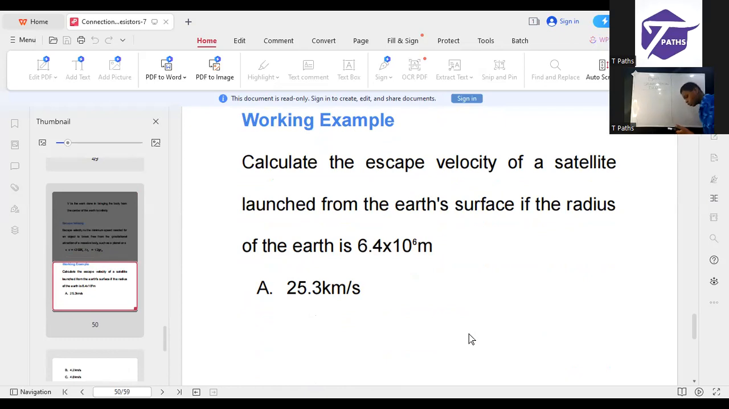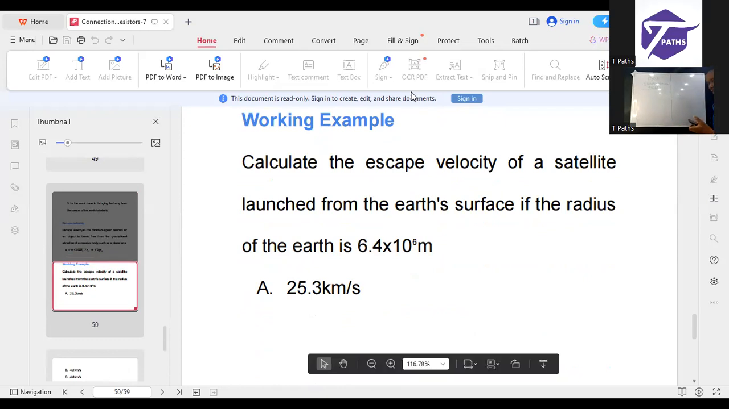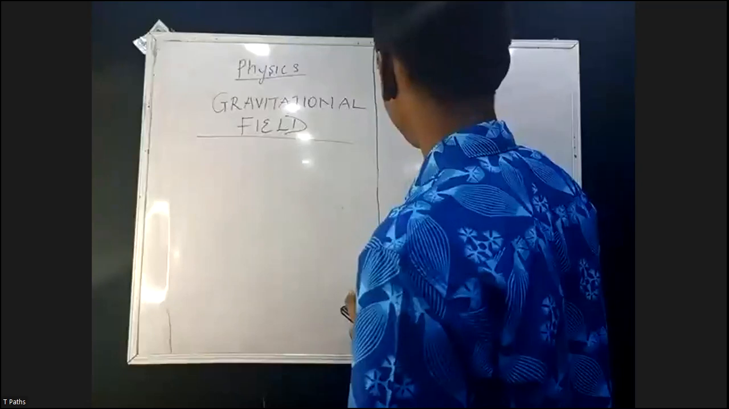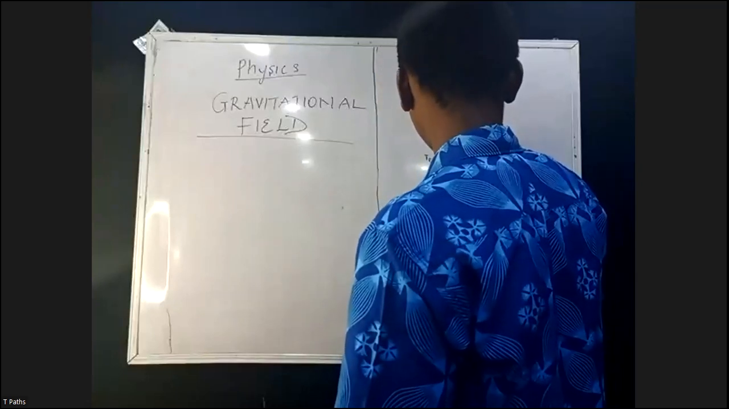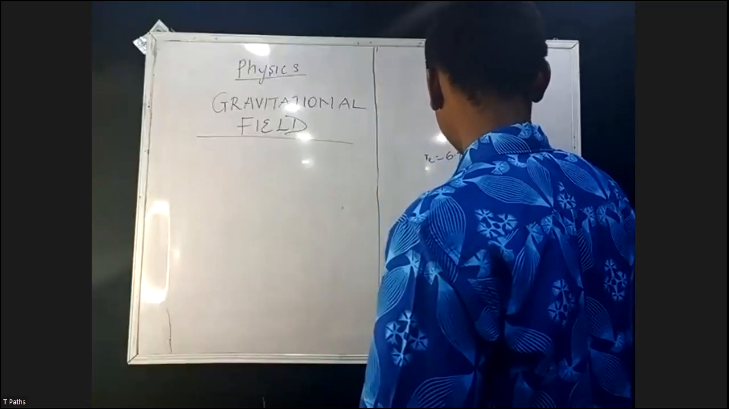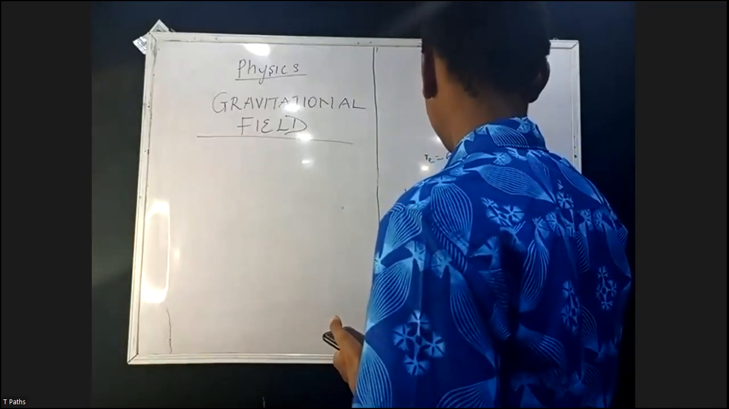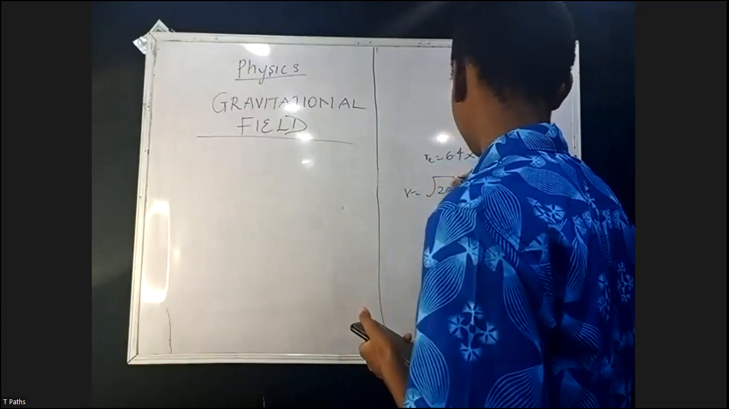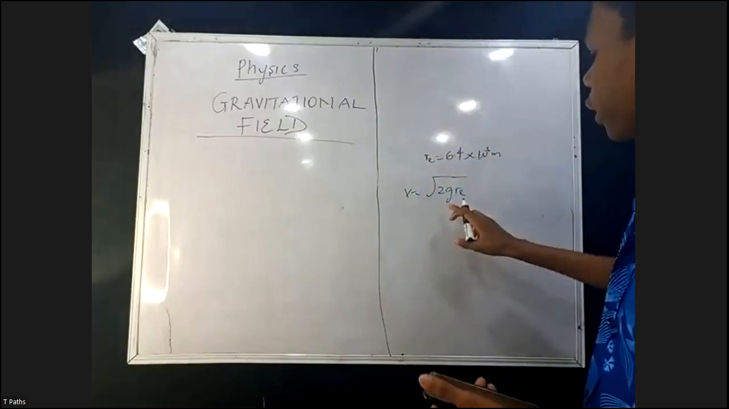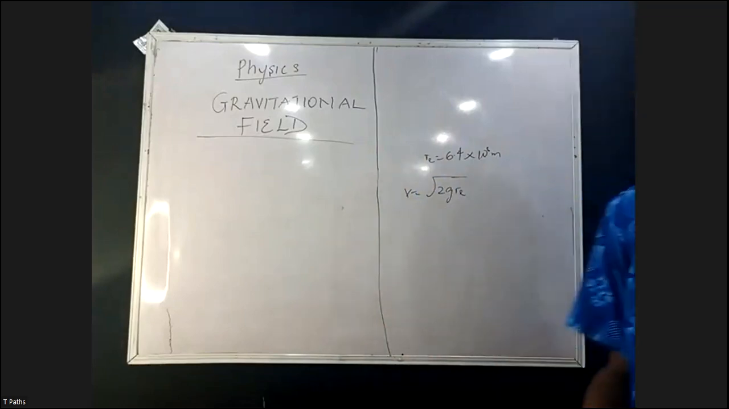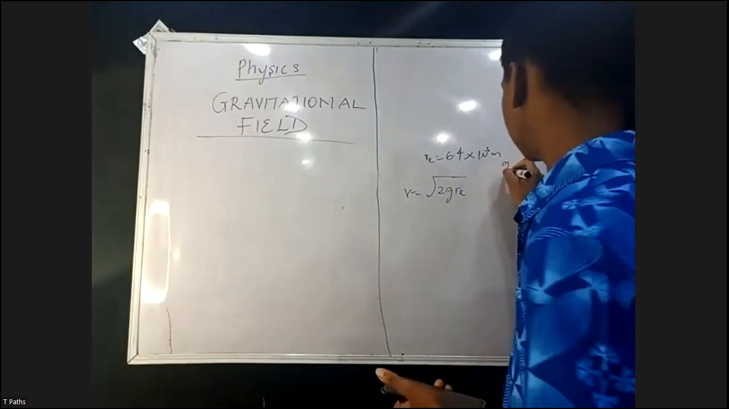All right. So what I'm saying is, the question is calculate the escape velocity of a satellite launched from the Earth's surface if the radius of the Earth is 6.4 times 10 to the power 6. So the radius of the Earth is 6.4 times 10 to the power 6 meters. Don't forget the formula is the square root of 2gRE, right? So now, don't forget the acceleration due to gravity, so I can take acceleration due to gravity as 10, right? So my g is equal to 10.